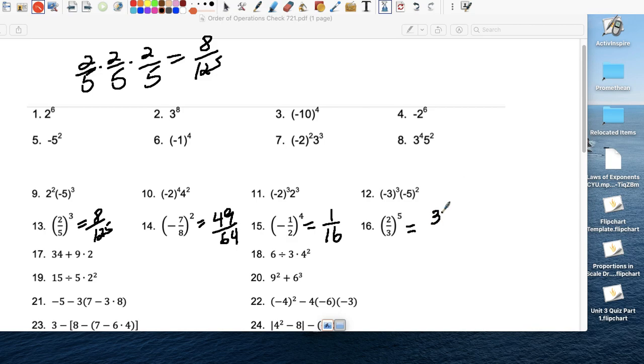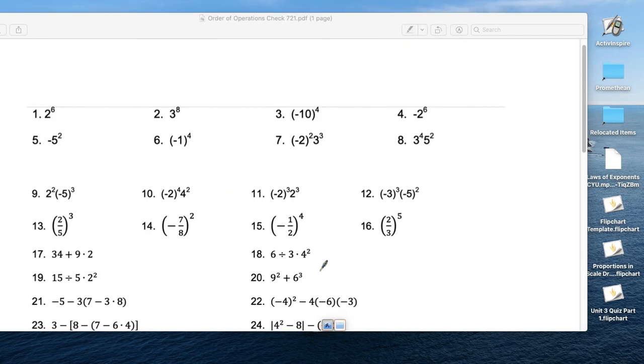On the top, we have number 2 being multiplied by itself 5 times. And at the bottom, we have 3 times 3 times 3 times 3 times 3. So this is 9. This is 9. That's 81. And then 81 times 3 is 243. That's our final answer.